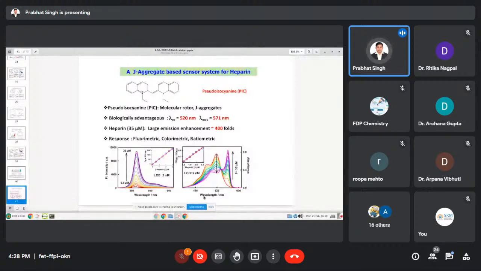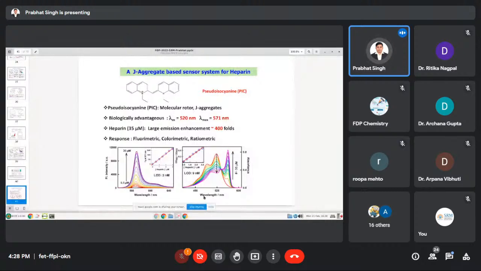So then we realized, is it possible that we go to J aggregate, let it be molecular rotor based only, but if we make J aggregate, in that case we can have a higher sensor performance, a better sensor performance. And indeed it was the case, and in this particular case we took up a molecule which is a textbook material, I would say, pseudoisocyanine.